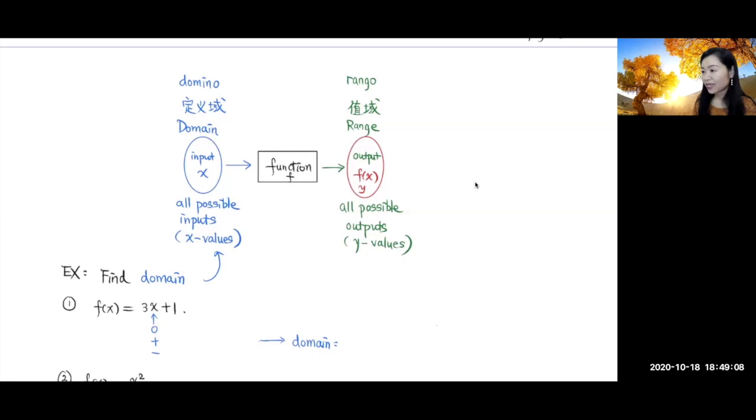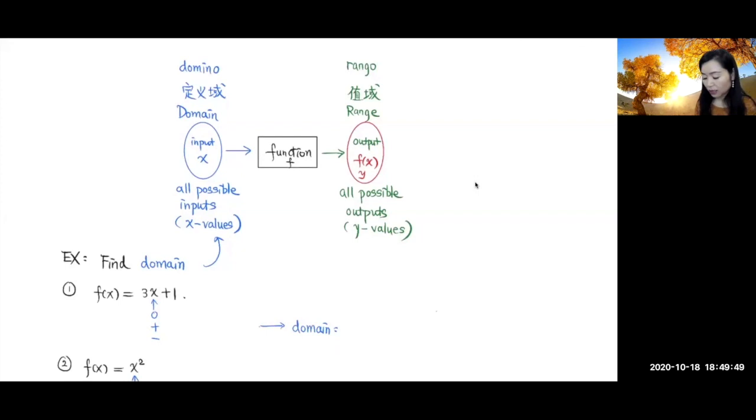In Chinese, we call that 定义域, and in Spanish, it's called dominio. Now, what's coming out of it is f of x, or you can think about it as y. So the set of all possible outputs, all possible y values over here, that's called the range. In Chinese, we call that 值域. In Spanish, we call that rango.